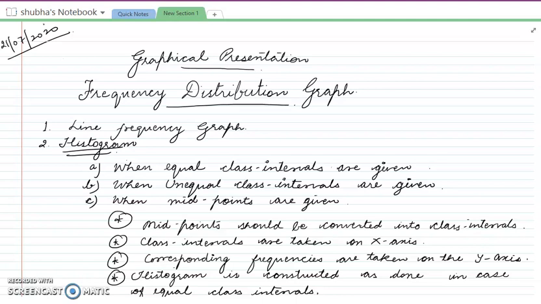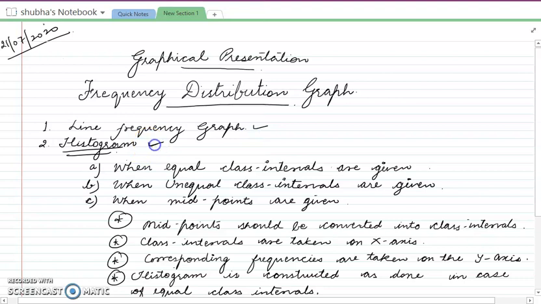As you know, we are doing the graphical presentation of data in statistics, specifically the types of frequency distribution graphs. In my previous videos, I have explained line frequency graph and histogram. But histogram was not completed in my last video. In my previous video I explained histogram when the class intervals are equal and when the class intervals are unequal. Today we will be doing two more types of histogram: when midpoints are given or when inclusive class intervals are given. So let's start with when midpoints are given, how do we make the histogram?